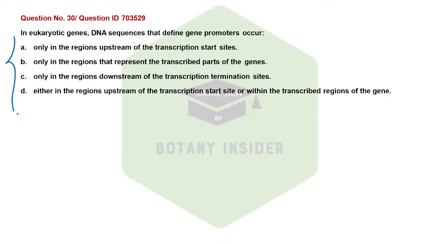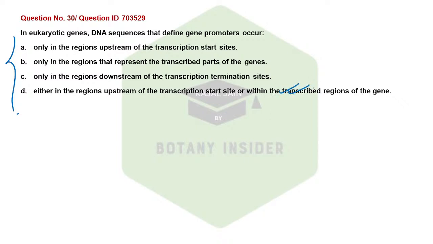One more minute, then we'll understand this question. Very easy. Where do you see the gene promoters? Only in the upstream region, only in the transcribed part, only in the downstream region, or both, either in the upstream region or in the transcribed part.